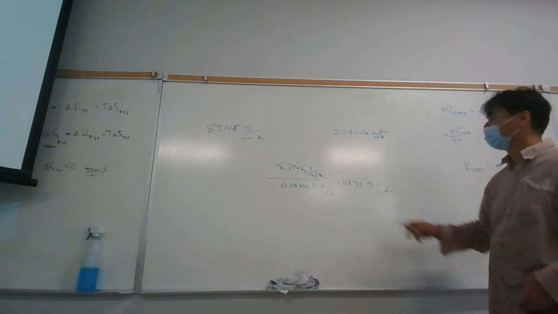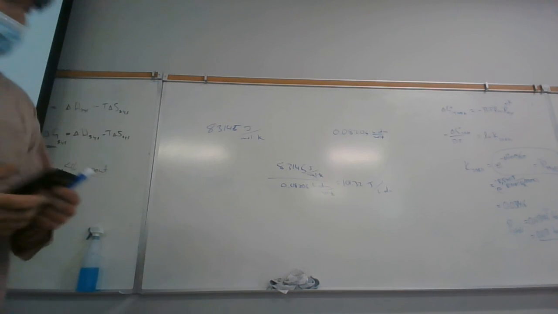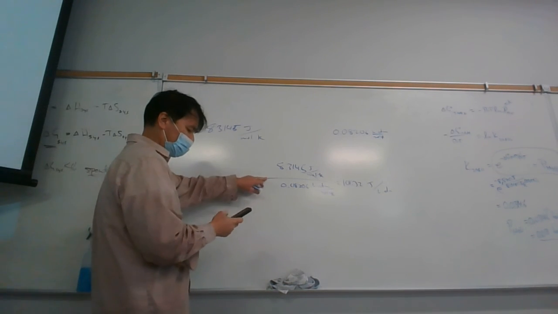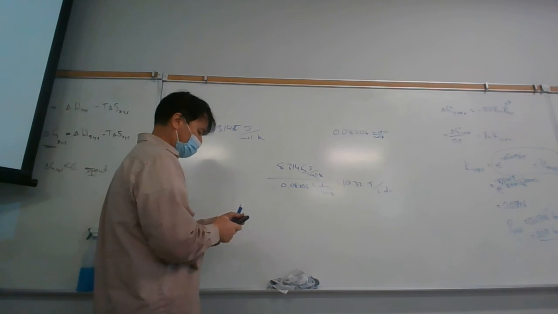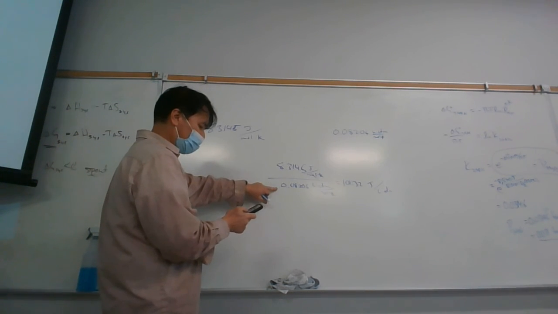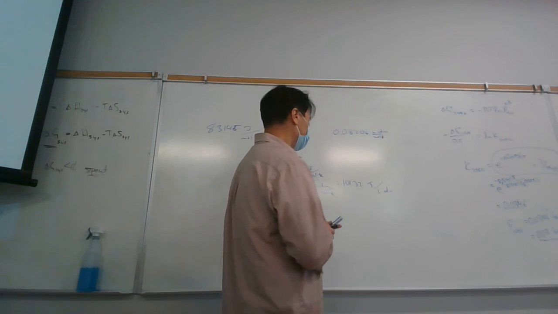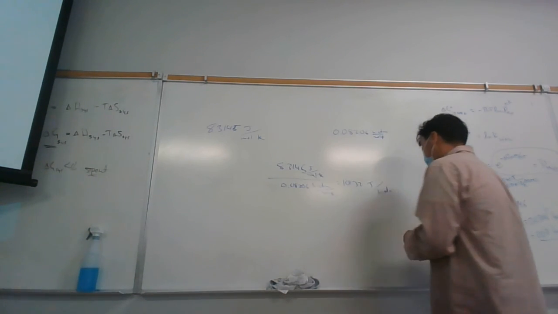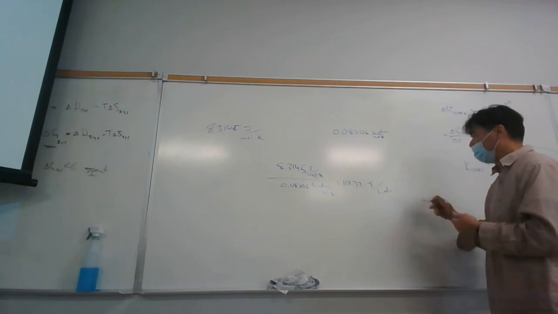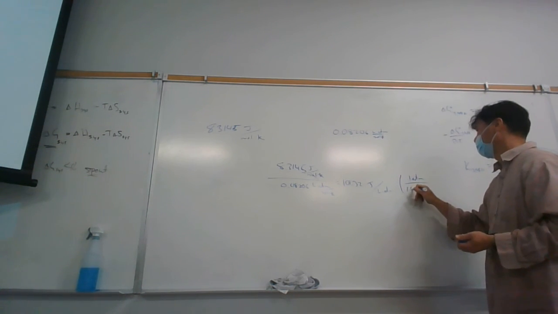Actually, let me calculate that again. What does that come out to? So we'll take 8.3145 divided by 0.08206. 101.32 joules per liter atmosphere. Now, in 1 atmosphere, there are 1.01325 bar.